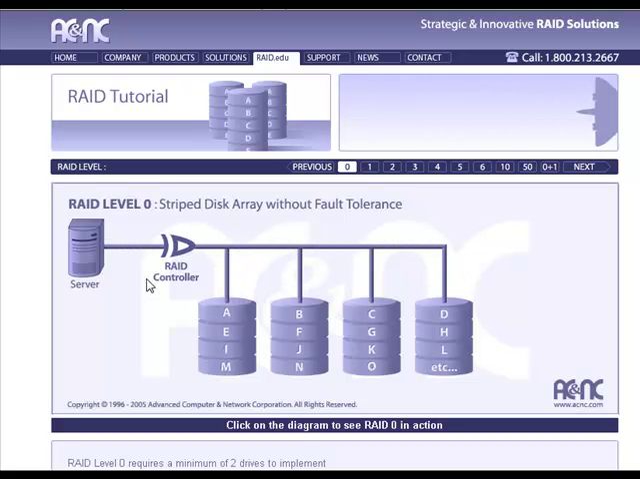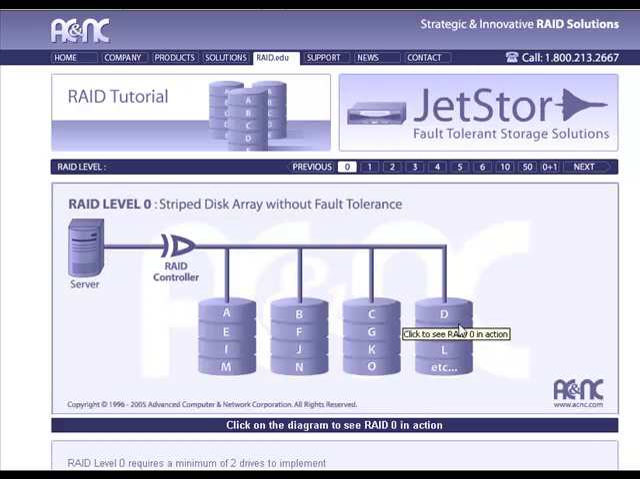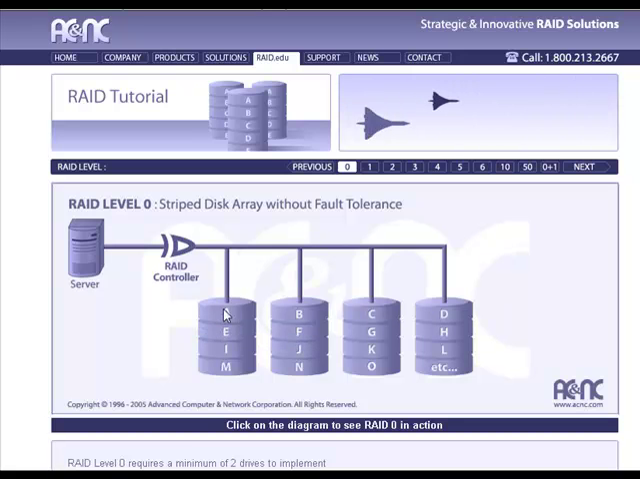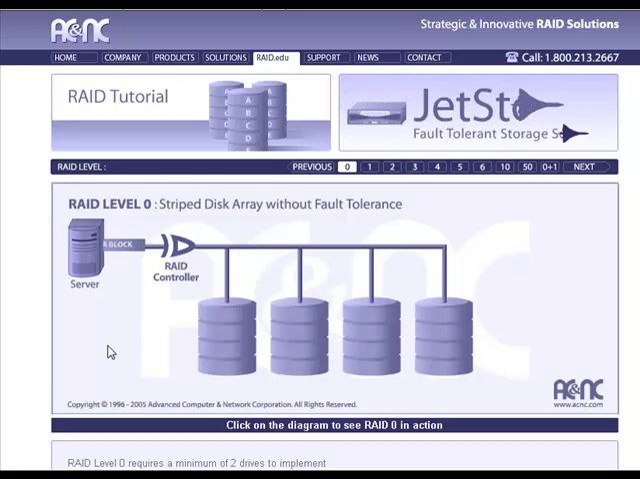So we are watching the action here. The information comes from the computer, and it then gets split among the disk drives that are available. We click on the RAID controller, the data block, the A, B, C, D, E. That single data block gets split up among all of the disks.